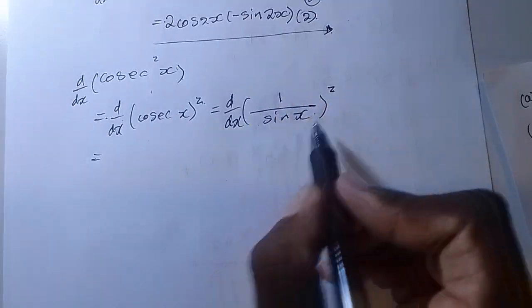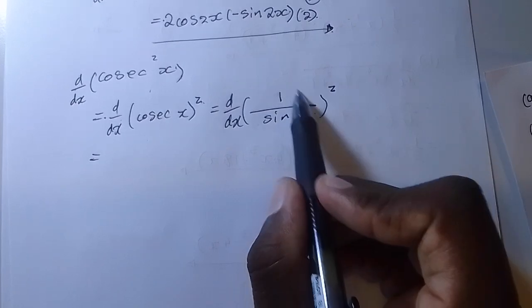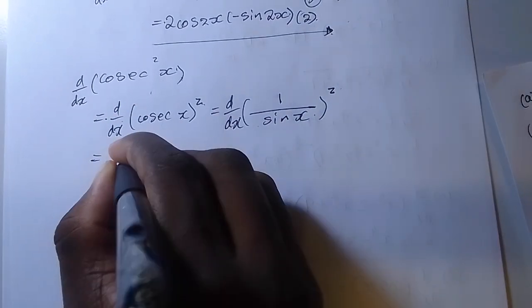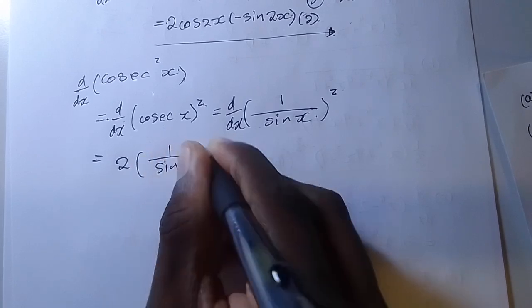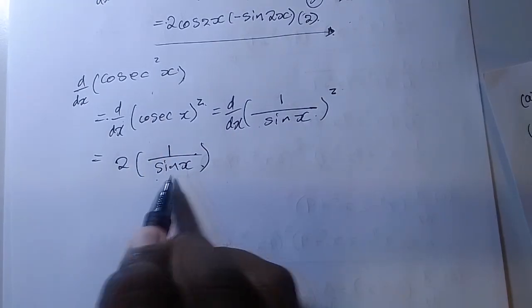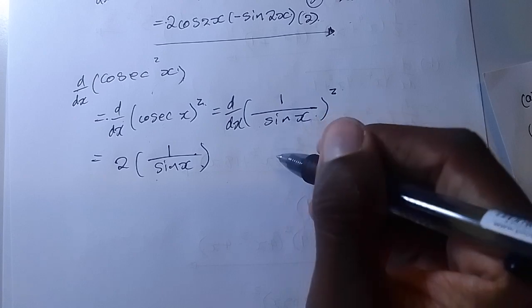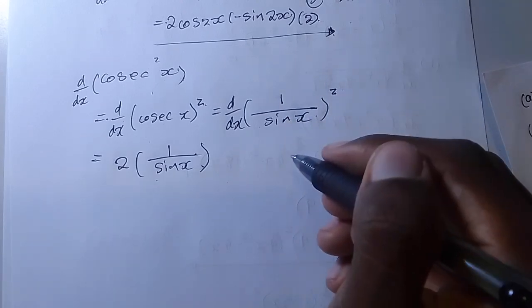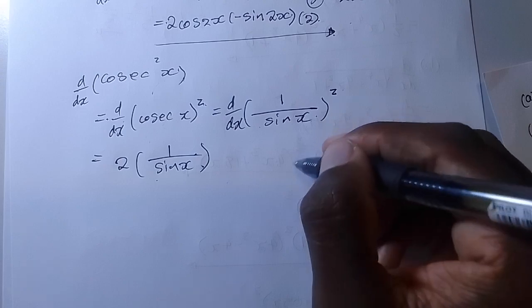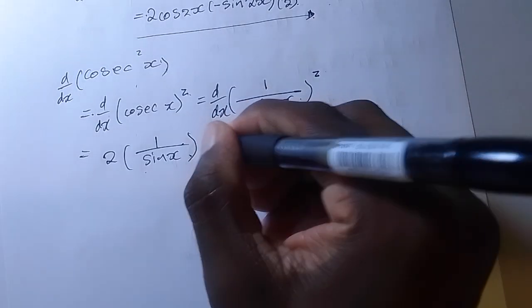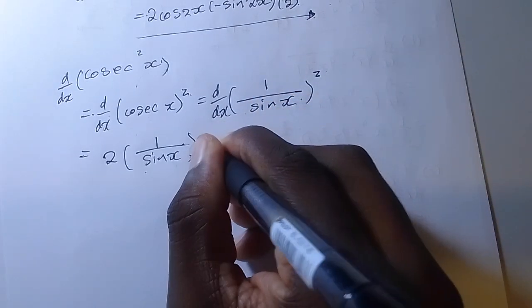This one, we need to find the derivative of the outside function. It's something squared. So you say 2 times the inner function, which is 1 over sine x. This is still cosec x, right? Derivative of the inside function now is 1 over sine x. 1 over sine x is differentiated using the quotient rule.